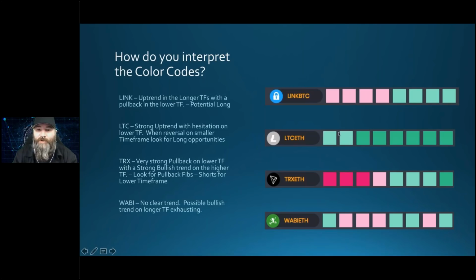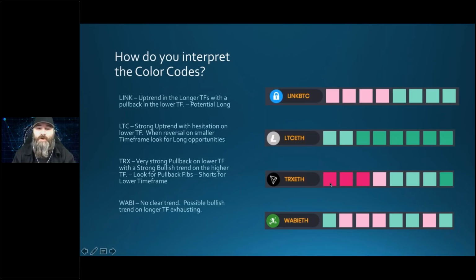So you can start looking for long opportunities in a situation like this. And this was actually pulled a few days ago, and this is working out very well. All right, so Tron pullback on lower time frame with strong bullish trend on the higher time frame. So again, higher time frame daily is a strong uptrend. Teetering back on the other longer time frames is still sideways with a bullish tone.